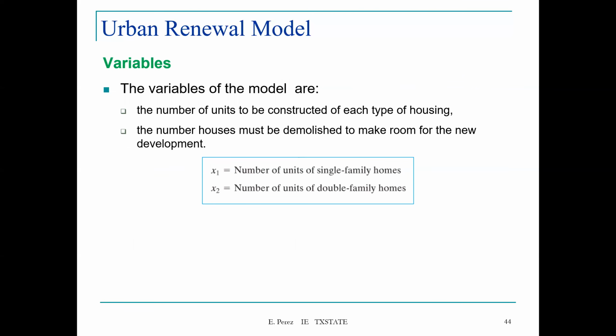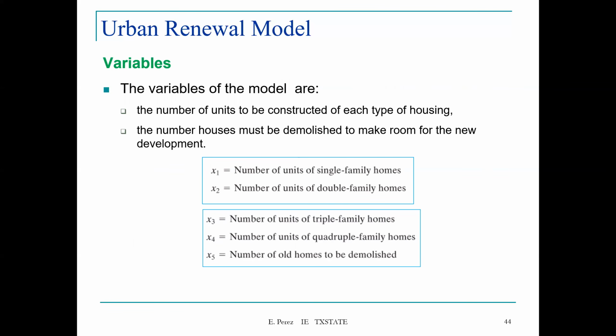So we have the following decision variables. X1 represents single family homes, X2 represents double family homes, X3 triple family homes, and X4 the quadruple family homes, and then X5 is representing the old homes that are going to be demolished. So we can demolish up to 300, but we have to find that balance. Our model is going to help us find the balance in terms of how many to be demolished up to 300 and how many are going to be built and which type.